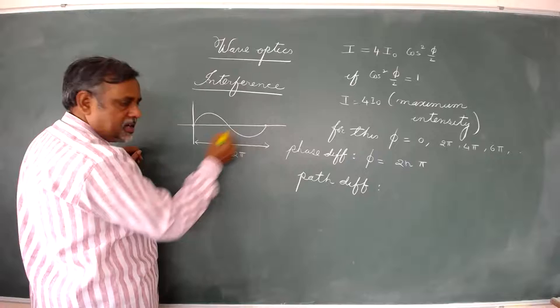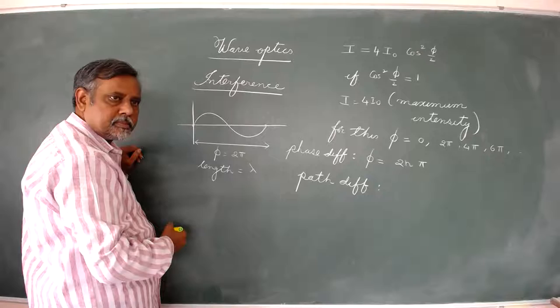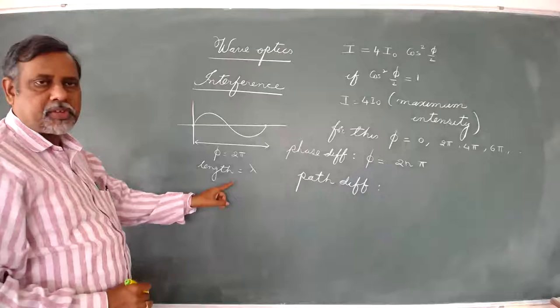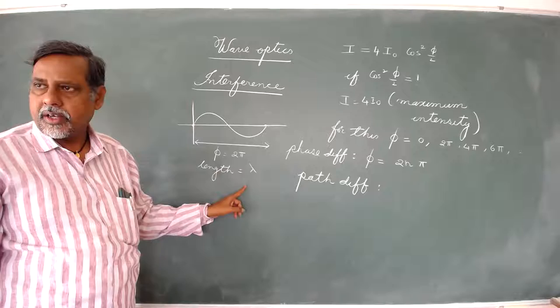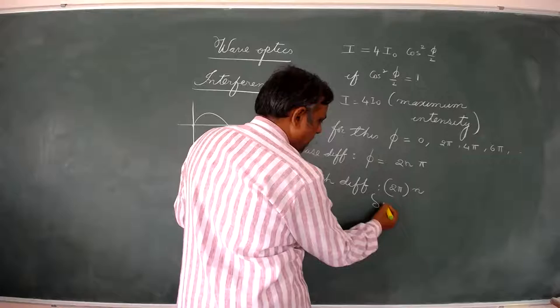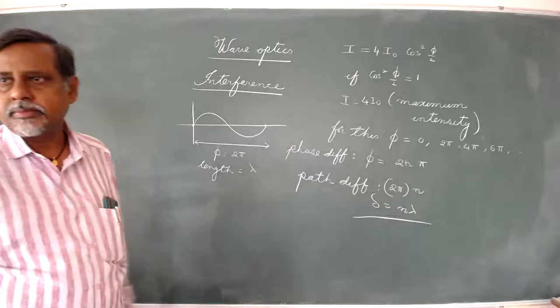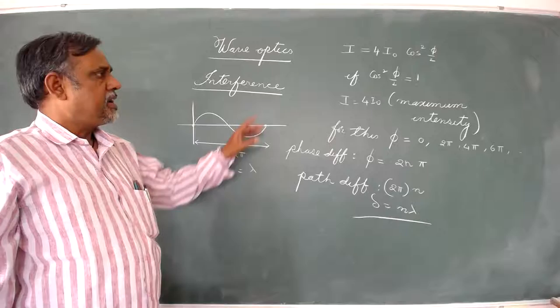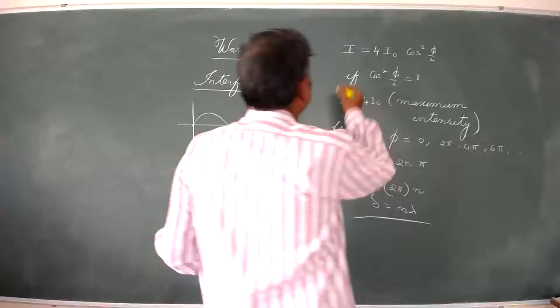And coming to length, what is the length? Length means wavelength over here, the distance, that is lambda. So 2 pi radians of phase difference corresponds to path difference lambda. Be clear with this. Got it? So the path difference delta is n into lambda. In this case, during the interference phenomenon, the intensity of the resultant wave will be maximum. This type of condition is known as constructive interference.